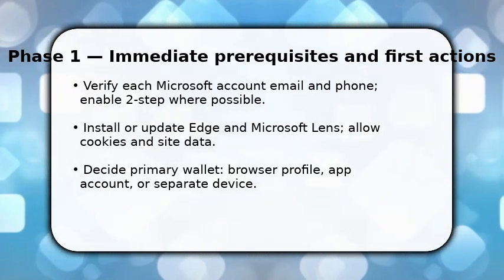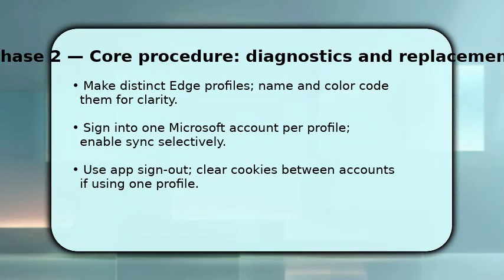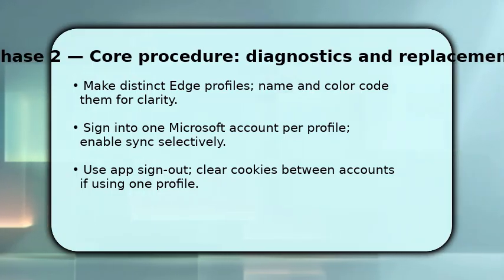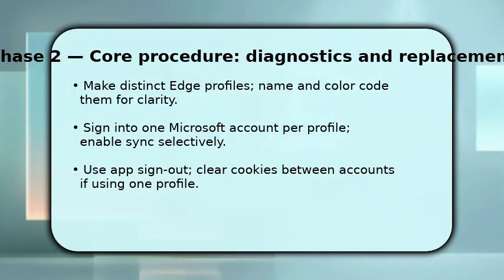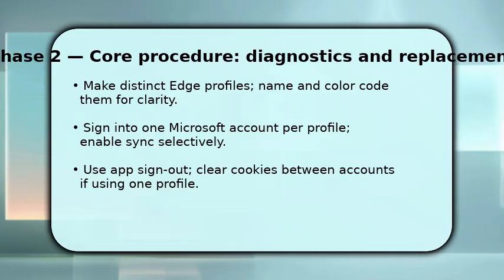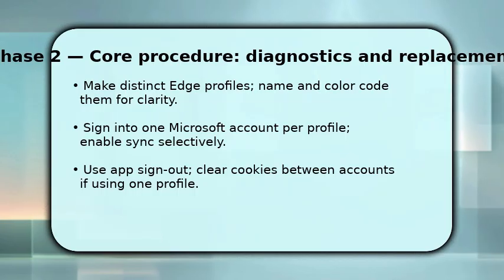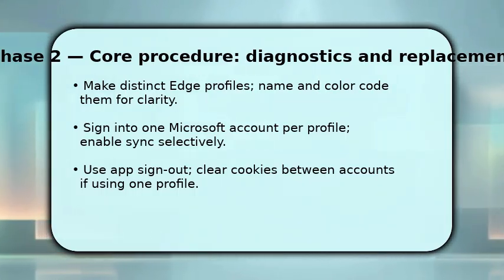Now create isolated environments. Open Edge and add separate profiles. Give each a clear name and color so you don't mix identities. Sign in to one Microsoft account per profile and enable only the sync features you need. Avoid syncing passwords across accounts if you want separation. If you must reuse a single profile, sign out fully and clear site cookies between accounts. This prevents session bleed. Make sure mobile app logins mirror the profile strategy for consistent behavior.